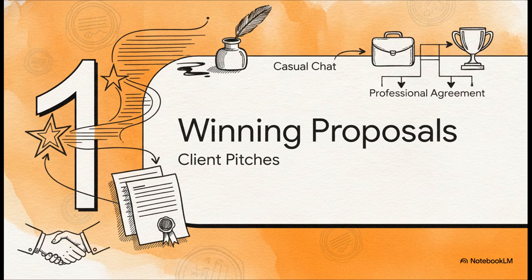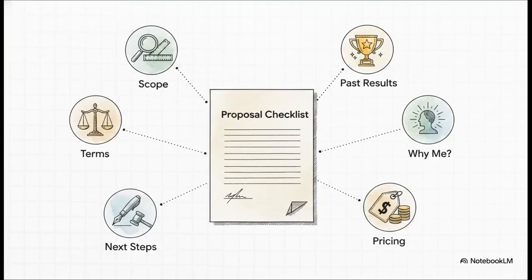Winning freelance client proposals. Imagine you're pitching a rebrand to, say, a local coffee shop. Your written proposal absolutely must hit these 6 specific elements. You need an airtight scope of work, your past results, a really compelling Why Me section, totally transparent pricing and fees, your standard terms and conditions, and exactly what the next steps are so the client knows how to actually sign and pay that deposit.